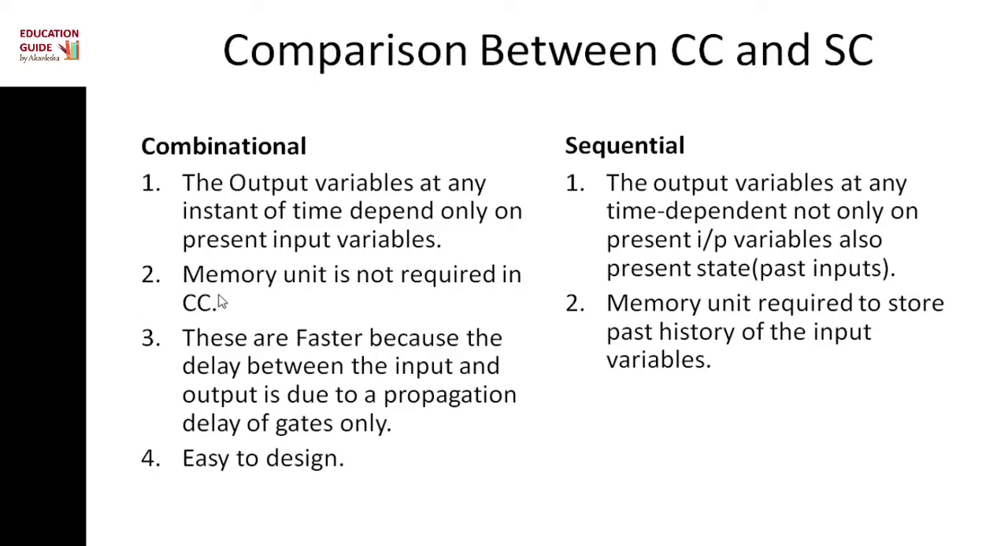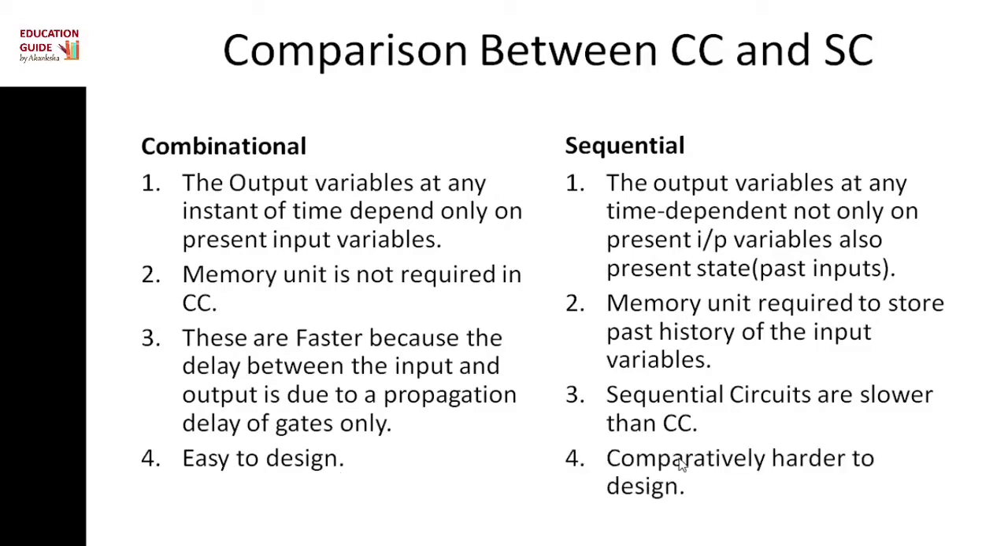Combinational circuits are faster because the delay between input and output is due to propagation delay of gates only. But sequential circuits are slower than combinational circuits, and combinational circuits are easy to design. There is no complexity at all. In comparison with combinational circuit, sequential circuit is harder to design.